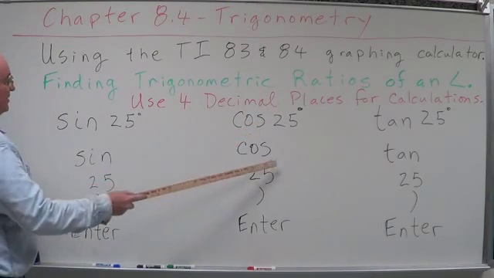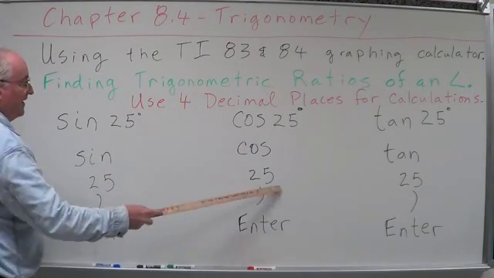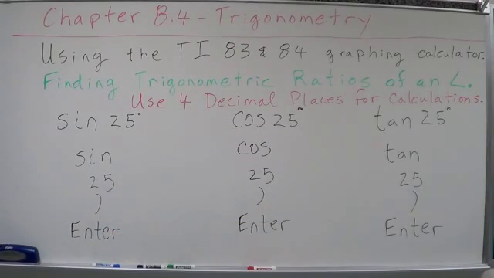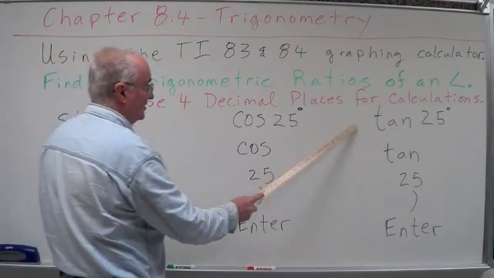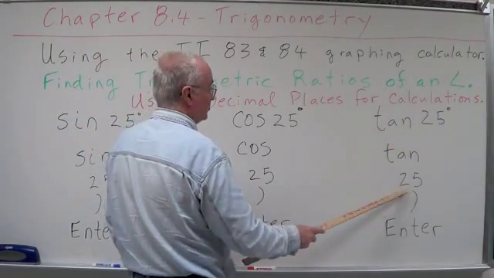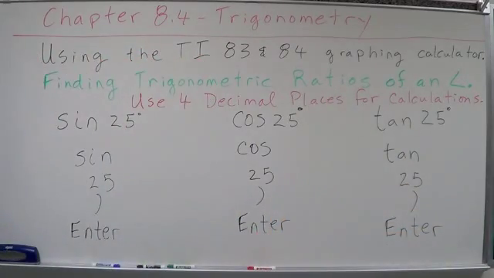Cosine is very similar. You're going to press the cosine button, enter 25, and then close parenthesis, and then press enter. And that should come up with 0.9063. Now the tangent of 25, you're just going to press the tangent button, and then you're going to press 2 and 5, the close parenthesis, and then the enter button, and you should come up with 0.4663.